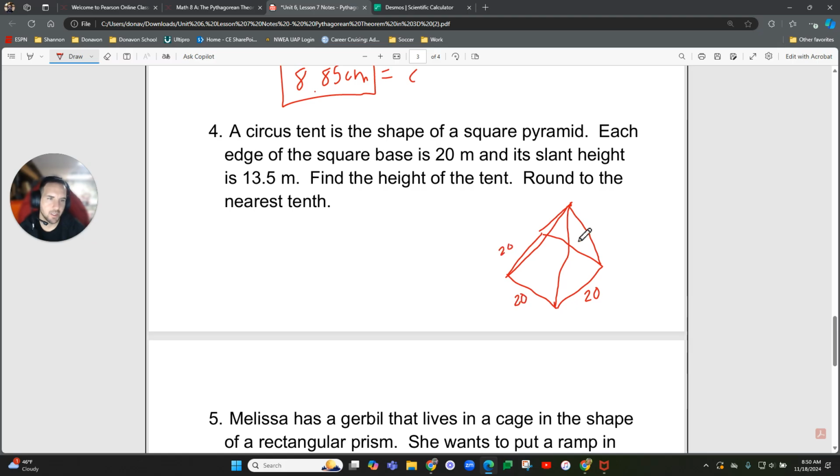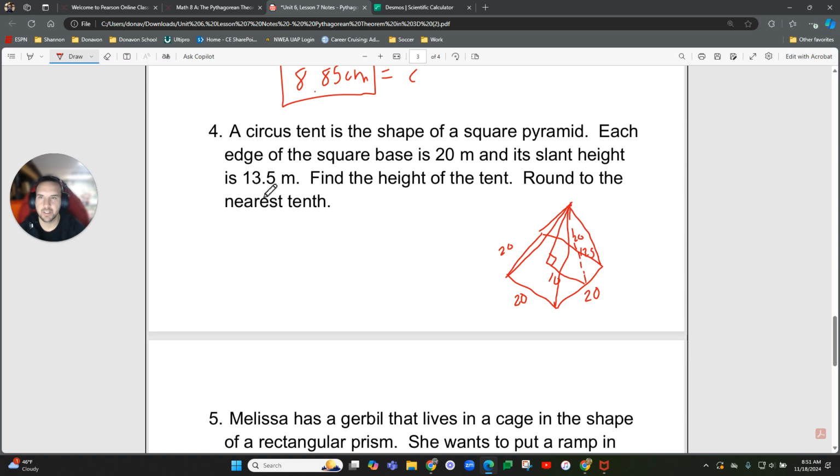So 20, 20, 20, and then that side's 20, because it's a square, right? It says the slant height is 13.5, so that would be along this diagonal. And it wants us to find the height. So that's here, going through the middle. And again, we can draw our right triangle. So if we know that this side is 20, then the distance to this point right here and here is half of that, so that's 10. Okay, and then we know the slant height is 13.5.